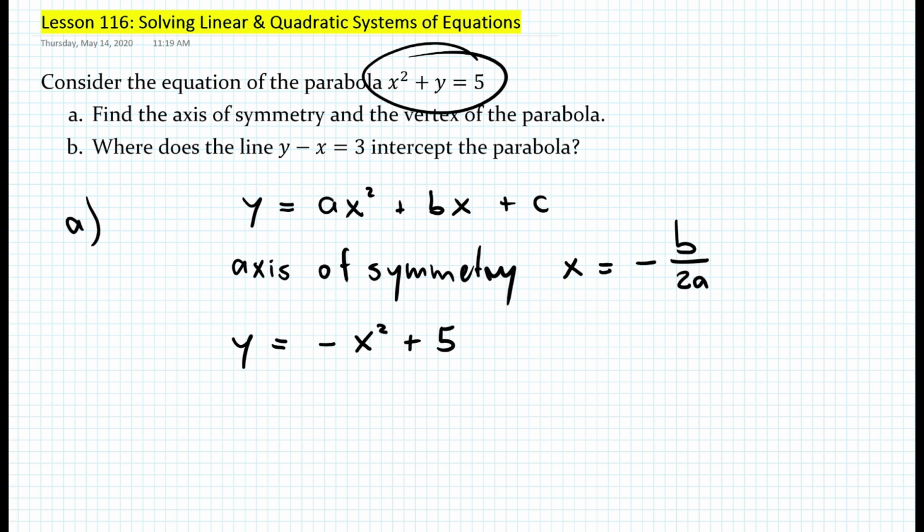So wait a second, where is the b value here? Well, if you don't see it, you can actually put a placeholder such as a 0 in front of an x. So for example, we can write 0x and then plus 5. So now we have it in standard form, okay? In this particular case, we know that the a value is equal to negative 1. We know the b value is 0. And we know that the c value is equal to 5.